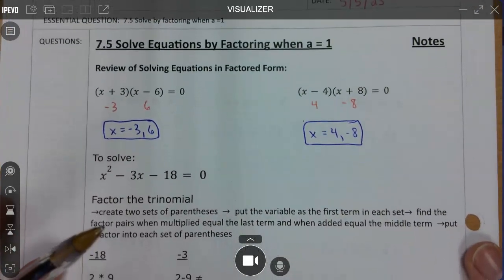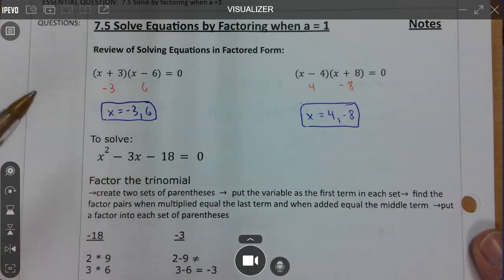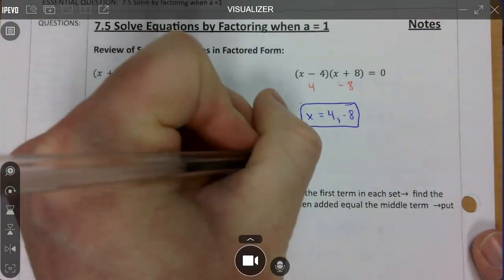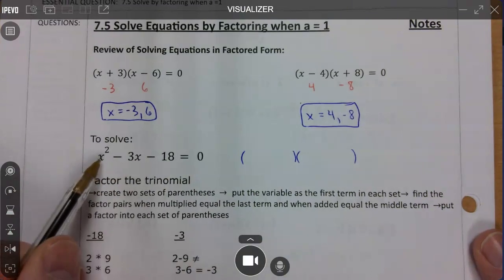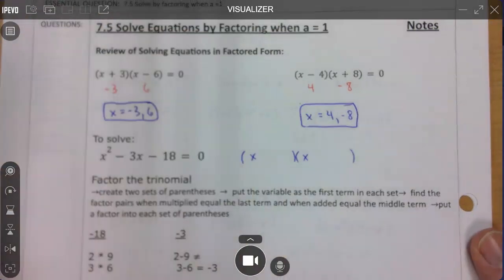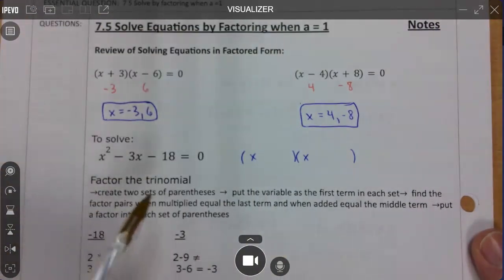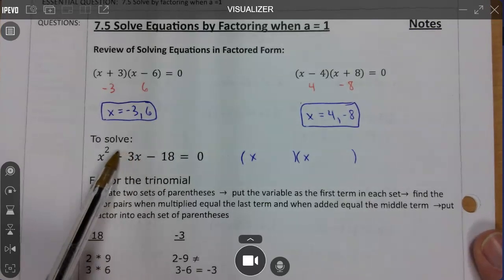So when we start with this, we're going to do just what we did yesterday. You're going to make two parentheses. That's the first thing we're going to do every single time. And remember, this first term just splits in two. So what multiplies to make x squared? Well, that's x and x. And then we take the philosophy of what two numbers multiply to make the c value, which is -18, but add together to make the b value, which is -3.